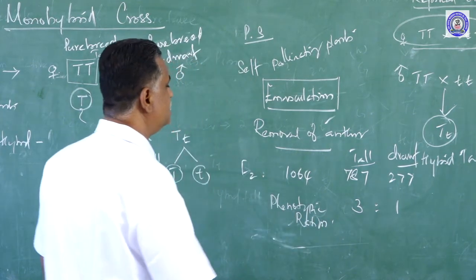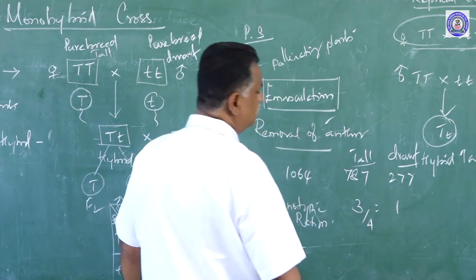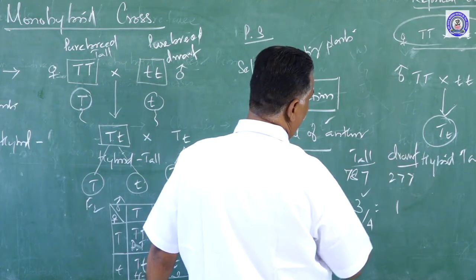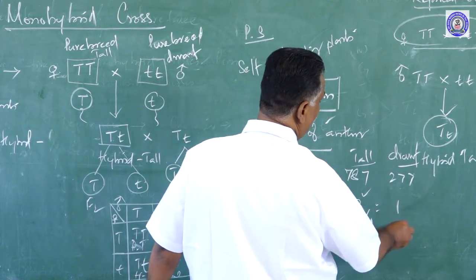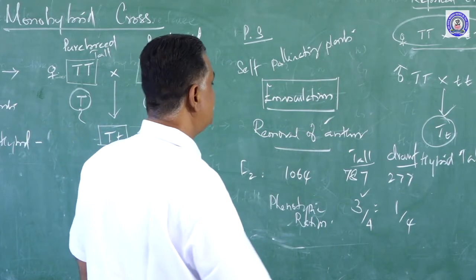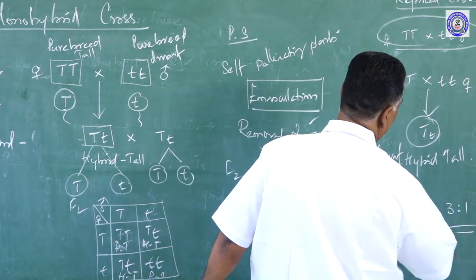Phenotypic ratio, external appearance, is out of 4, 3 of them is tall, and out of 4 only 1 is dwarf. So, this can be stated shortly as 3:1 phenotypic ratio.